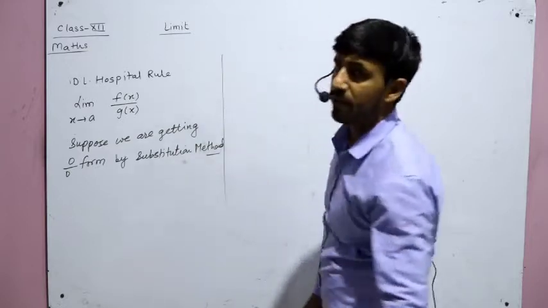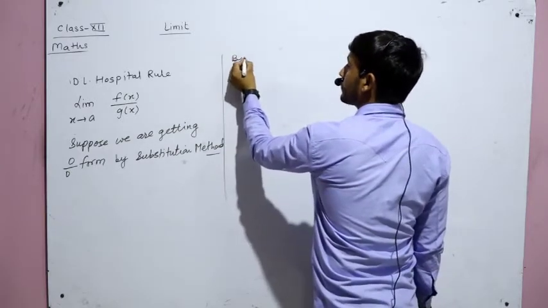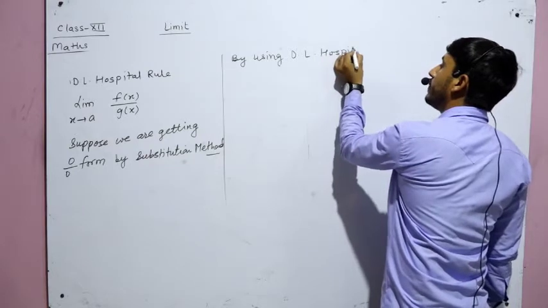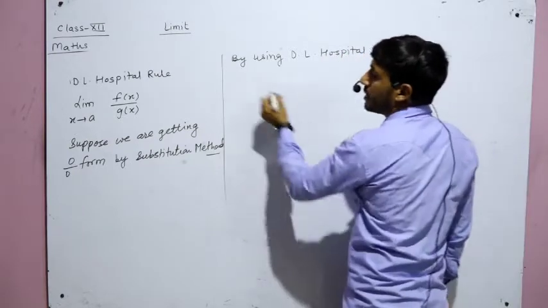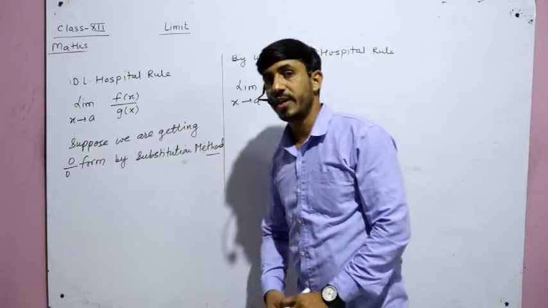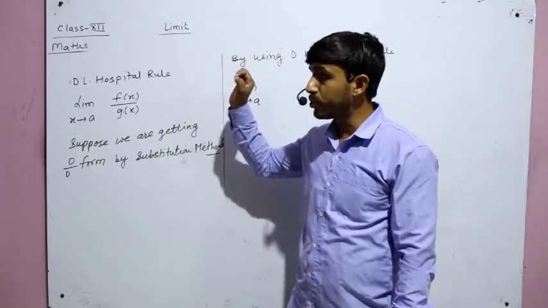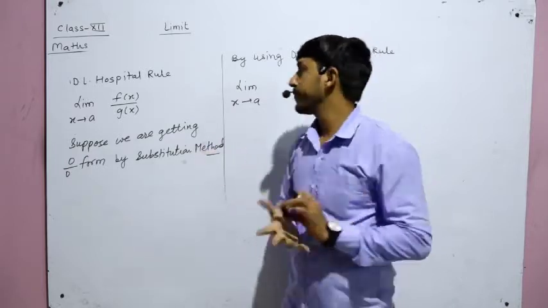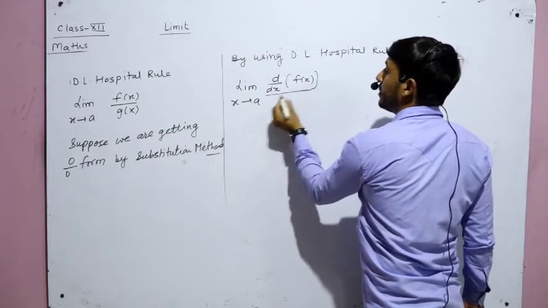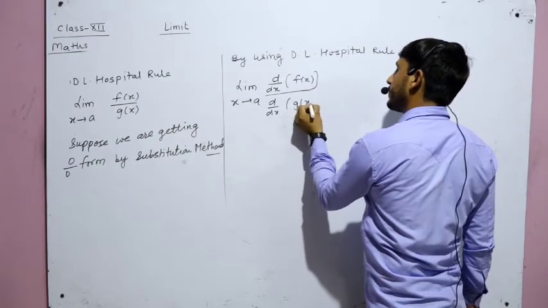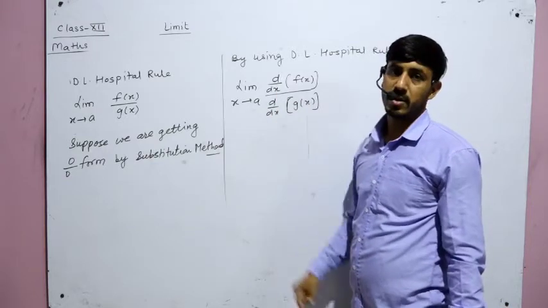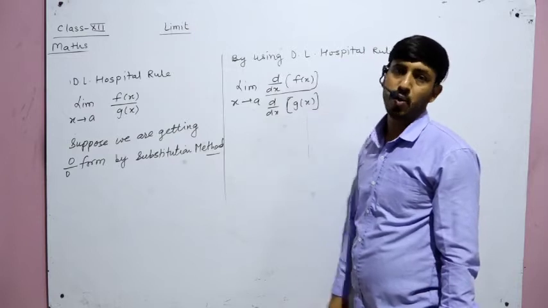Then how will this method work? By using L'Hospital rule, the method is that we have to differentiate the numerator separately, and again d by dx of g(x) separately. Both are differentiated separately. You have to remember the condition. This is the basic rule of L'Hospital rule.